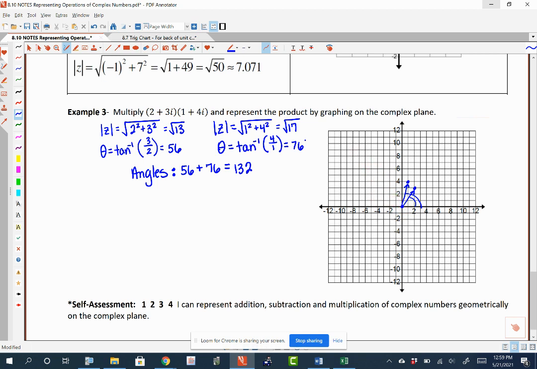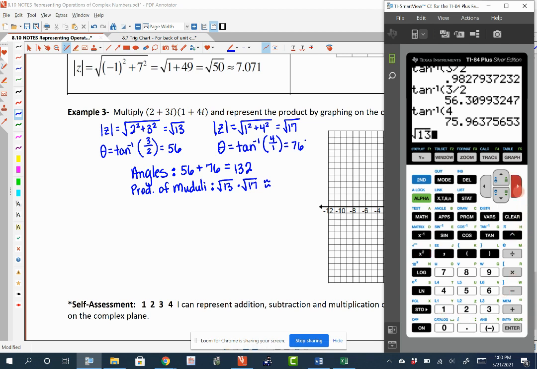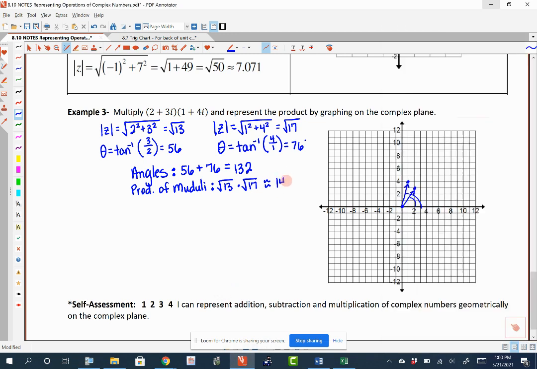What would be the magnitude? The magnitude is just going to be the product of those two moduli. For us, we have the square root of 13 multiplied by the square root of 17. On this one, I would probably use a decimal approximation because now we're towards the end here. The square root of 13 times the square root of 17 is about 14.9, rounding to the tenth. So we know about the length of our modulus.